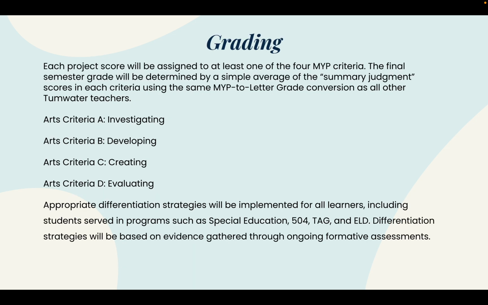With grading, each project is going to be graded on at least one of the MYP criteria. So we have investigating, developing, creating, and evaluating. These, again, will be with every project. Students will know which ones they're being graded on, and they will get the rubric before we submit the final project. That way they can see where they lie within each of these sections. That way they can either continue with their work as it is, or they can try to improve their work. And if they need help with improving, I'm always here to help with that.